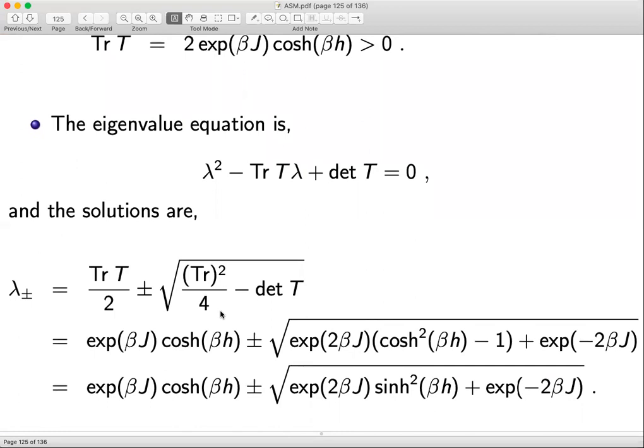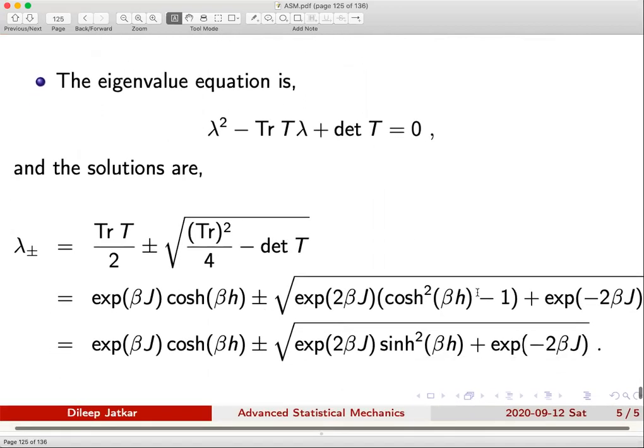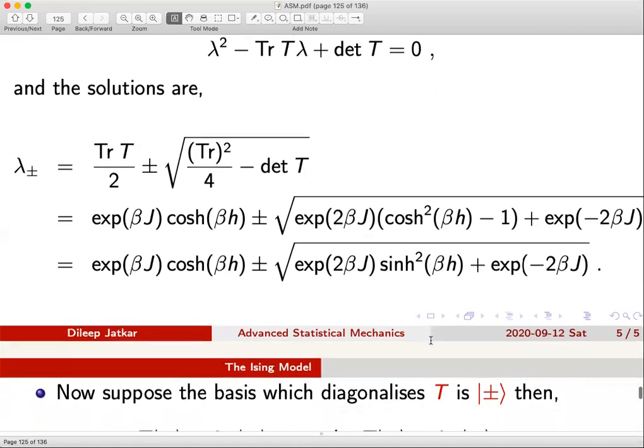Okay, anyway, so this is supposed to be trace of T squared. We will use this exponential beta J times 2 times cosh beta h at this location. The 2 factor is not relevant, it will cancel out, and you get this expression. I have already collected one of the exponential 2 beta J from the determinant and added it to this expression to write down cosh squared beta h minus 1, and the other piece is written explicitly. The reason for doing this is you can replace this by sinh squared beta h. So these are the two eigenvalues that you get, lambda plus with a plus sign, lambda minus with a minus sign.